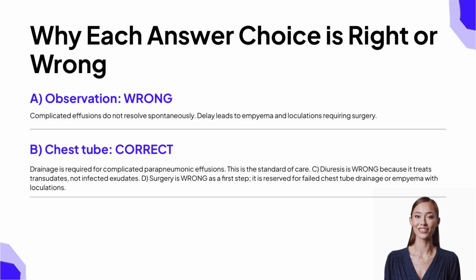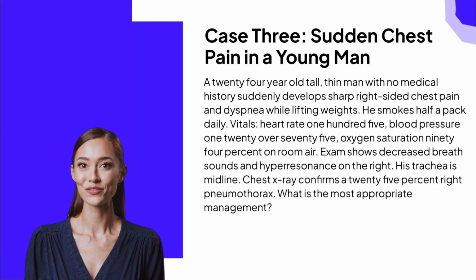Answer C, diuresis, is wrong because diuretics treat transudates, not infected exudates. Answer D, surgery, is wrong as a first step. VATS with decortication is reserved for failed chest tube drainage or empyema with loculations. Always try drainage first. Case 3 presents a classic pneumothorax scenario.